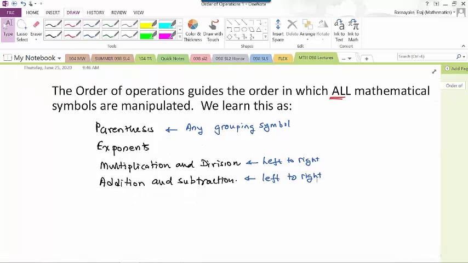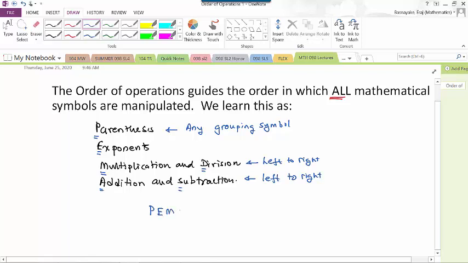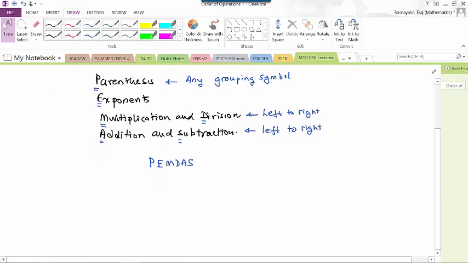We remember this order of operations using the first letter in each word, and we come up with an acronym called PEMDAS. Now, it doesn't matter how you remember this, but it is important that you do remember it. Let's take a look at an example.